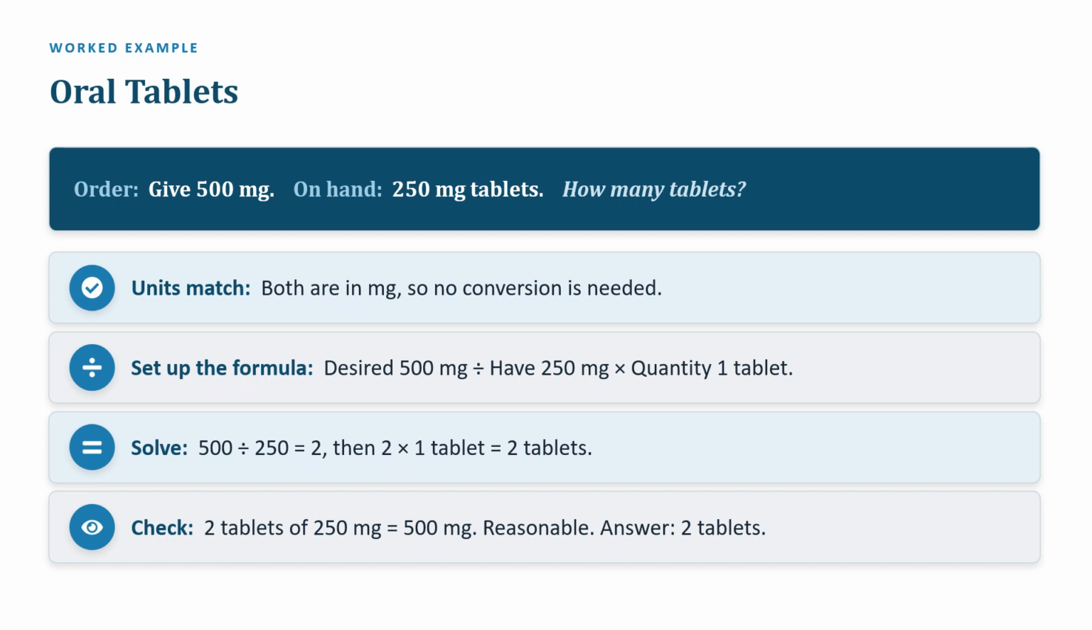Notice how nice and orderly that was. Match the units, set up desired over have times quantity, solve, and check for reasonableness. That routine turns a word problem into a few simple steps. On the next slide, we apply the same routine to an oral liquid where the quantity is measured in milliliters instead of tablets.